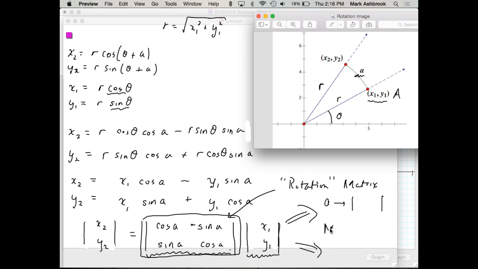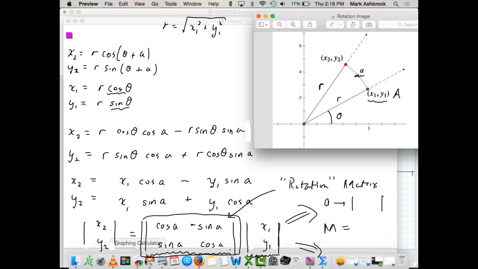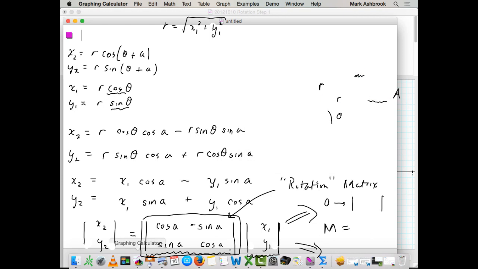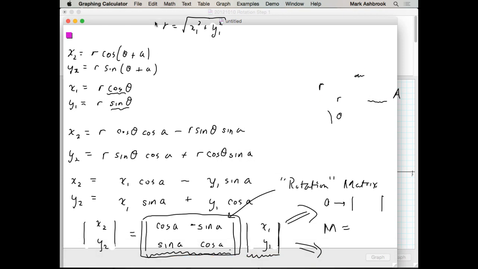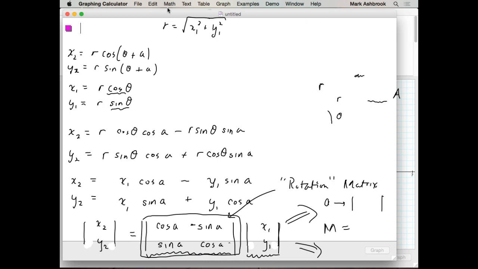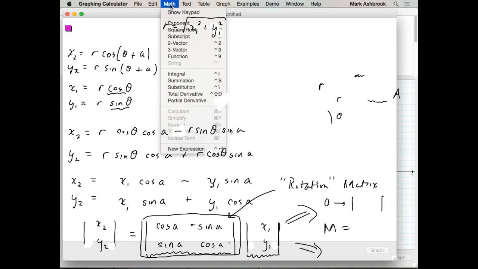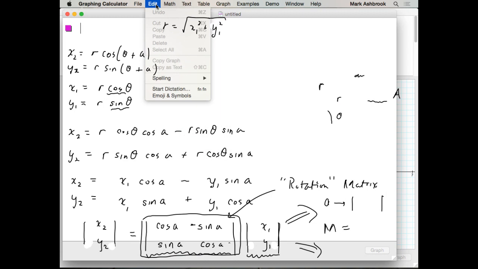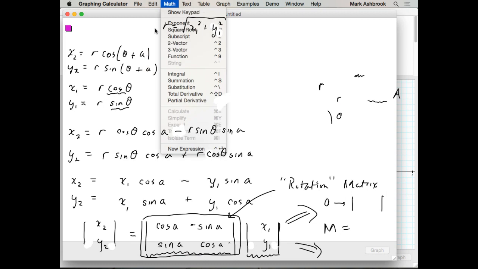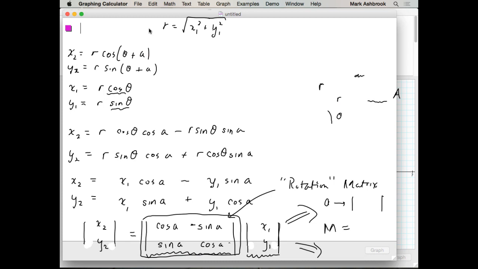Call it capital M for rotation matrix, okay? So we're going to do M equals a matrix. And that matrix is going to be, so let's see here. How do we do a 2 by 2 matrix? I think there's one in the menu. It's Control Shift 2. So Control 2 gives you a 2 by 1, so Control Shift 2 gives you 2 by 2.